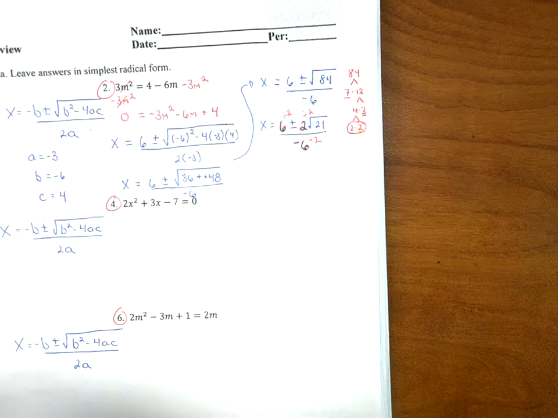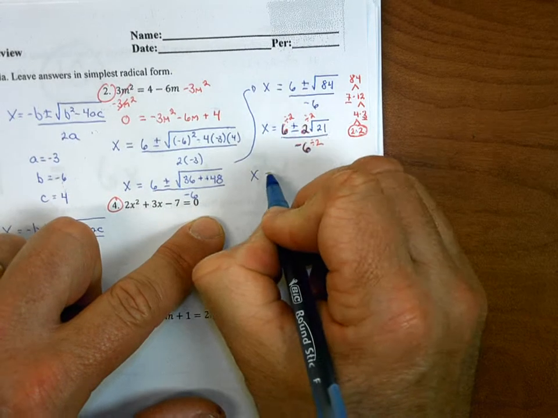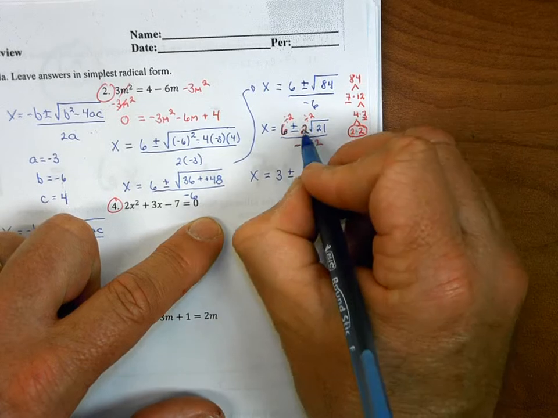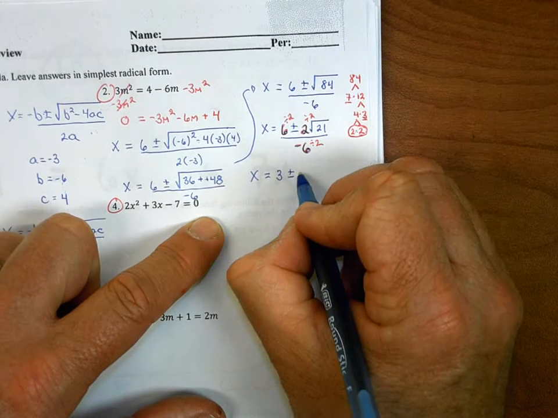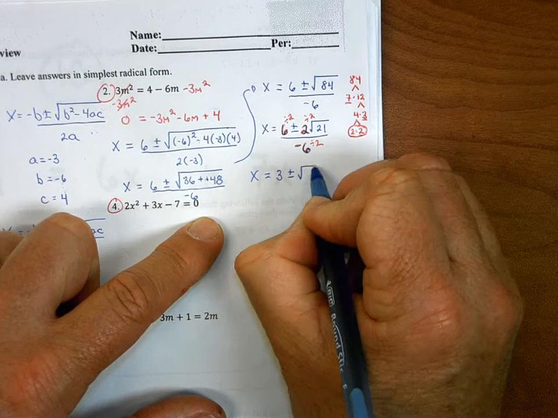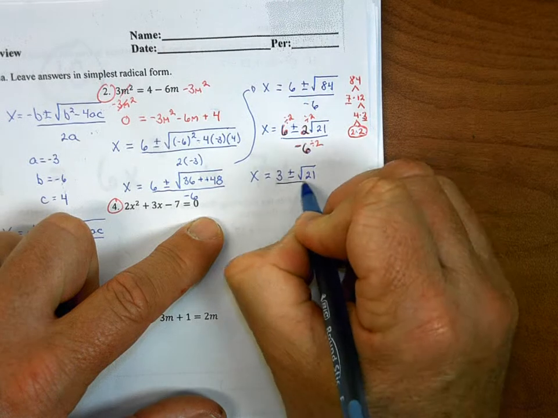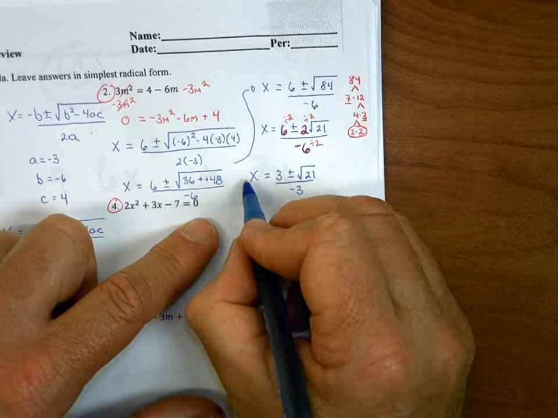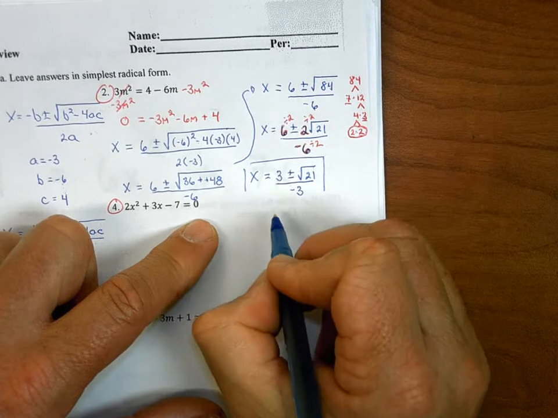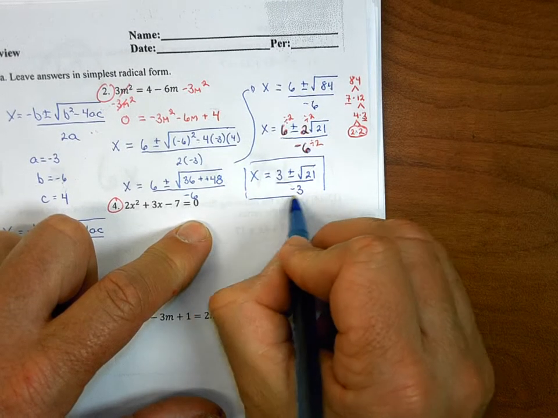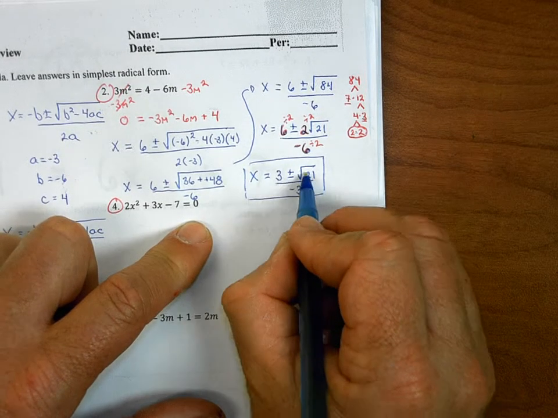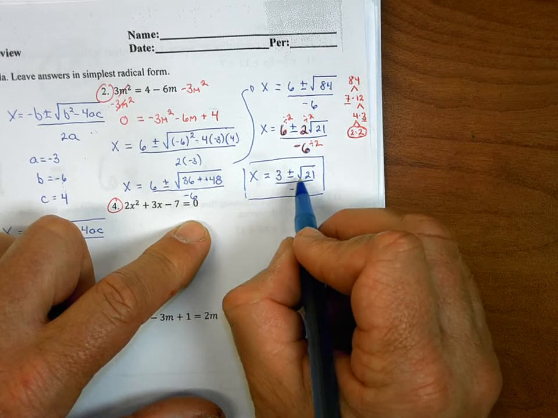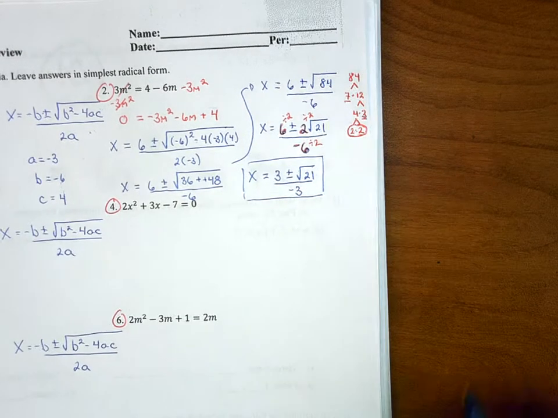And what that does is that gives me my final answer of 6 divided by 2 is 3. Plus or minus, 2 divided by 2 is 1, so I don't have to write a 1. And I have a square root of 21 though. All over negative 6 divided by 2 is negative 3. So that would be my answer for number 2. Okay, x is equal to 3 plus the square root of 21 divided by negative 3. It's also equal to 3 minus the square root of 21 divided by negative 3.